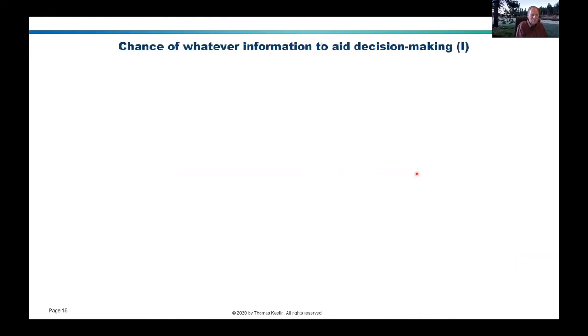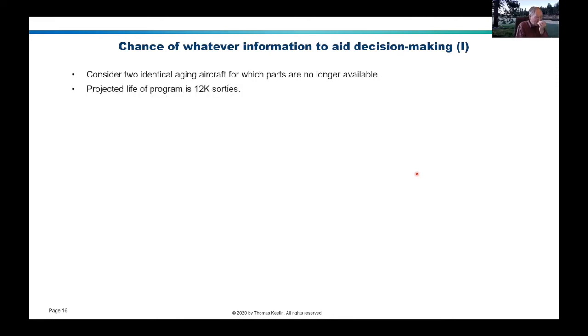Let's put it to work in terms of chance of whatever information to aid decision making. Let's just consider, and Phil came up with this example, and very helpful in that regard. Thank you, Phil. Let's consider two identical aging aircraft for which parts are no longer available. Their manufacturers have gone out of existence, and so really the life of the program depends on how long these aging aircraft last, and once they fail, they fail, at least in this simple example I'm using. Let's just say the projected life of the program is 12,000 sorties.